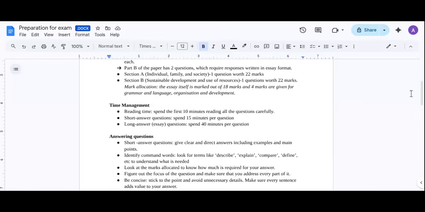So let's look at time management. Your reading time, what is suggested is that you spend 10 minutes reading all the questions carefully. Now, what this does is it opens up your mind to what you already know, the content in your brain. So you will go through the paper and you realize, okay, I know this. So the information is starting to flood your brain. That is why we say spend just 10 minutes reading all the questions carefully, seeing what they're asking, what part, what they want, so that your mind automatically begins to look at content.